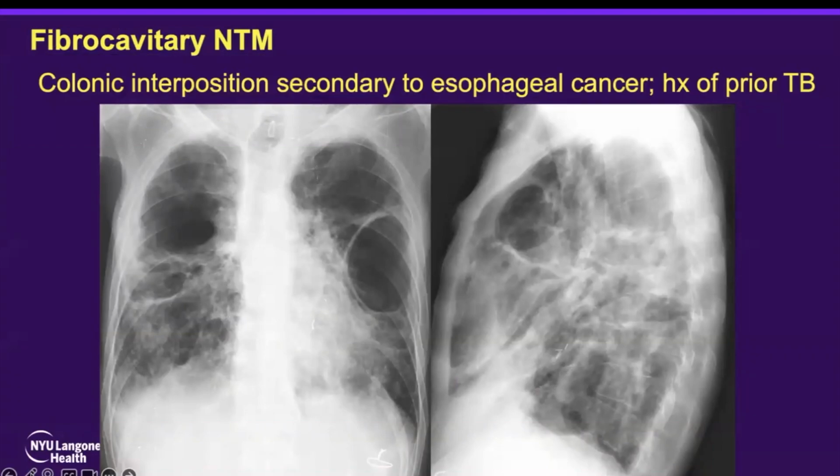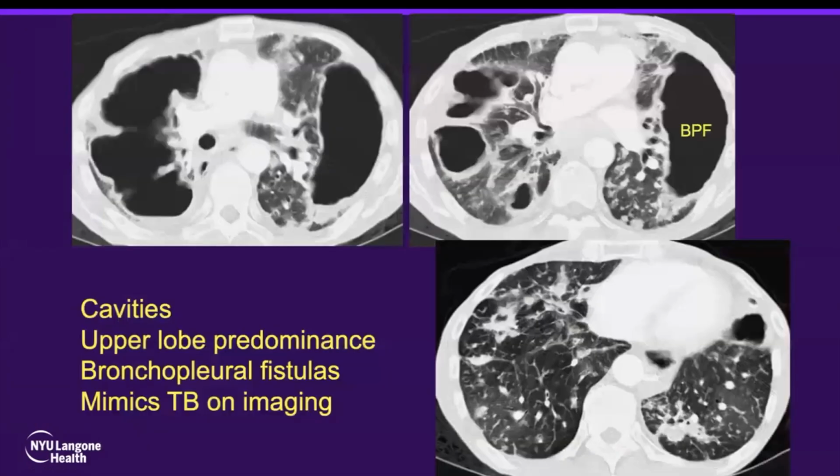Fibrocavitary nontuberculous mycobacteria presents with large cavities, and this patient had a colonic interposition, which is typically not performed anymore, but there are these thick-walled cavitary areas and dense consolidation. On CT, we can see how there are large areas of destruction, severe consolidation, and notice the elliptical shape of this finding, which indicates potentially a pleural process.